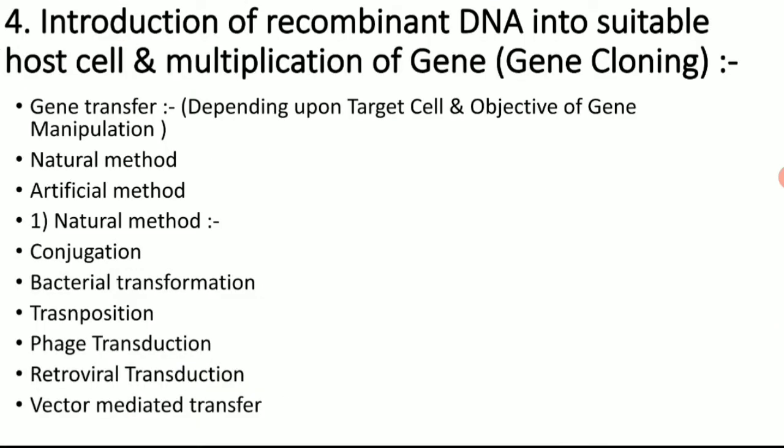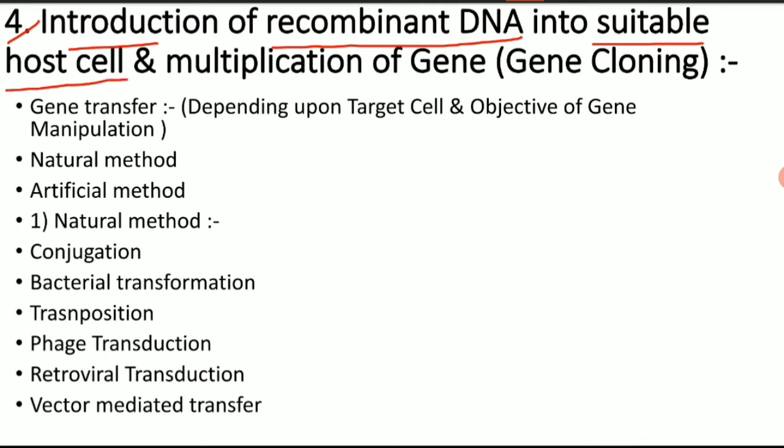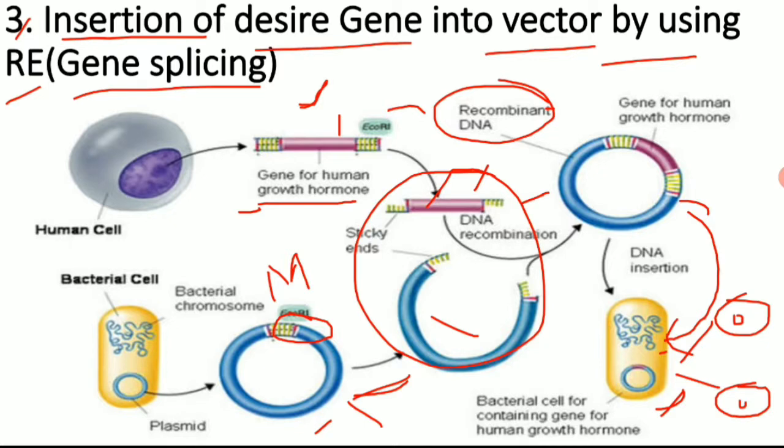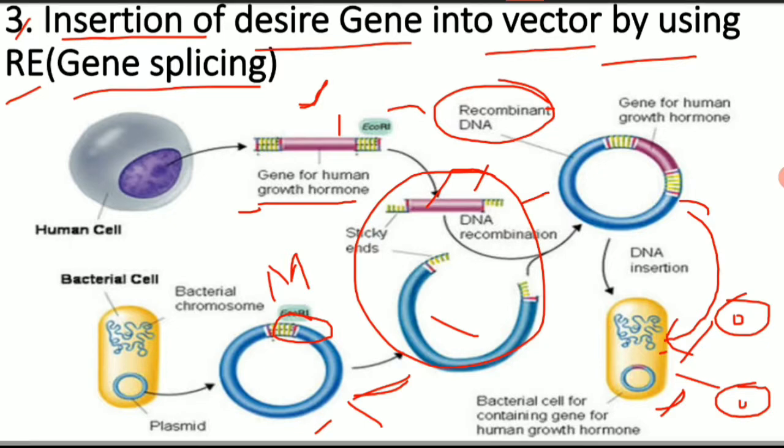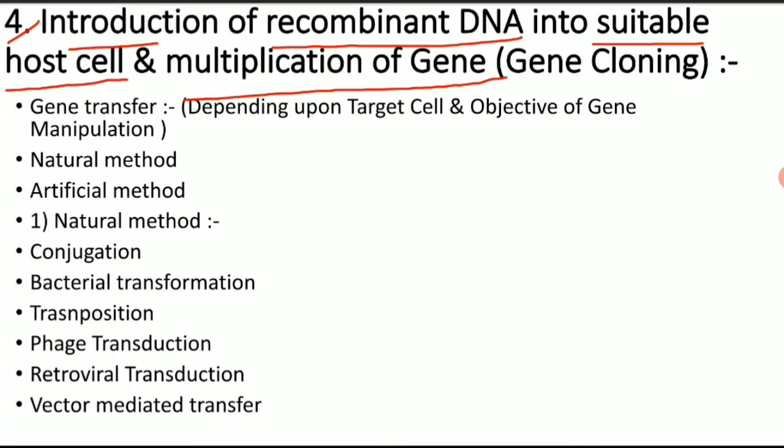Now the next step is the introduction of this recombinant DNA into the suitable host cell and multiplication of the gene. So now the recombinant DNA that we made is inserted into the bacteria or any host cell. How that is inserted, that we will see. So first, introduction of recombinant DNA into the suitable cell and multiplication of genes.